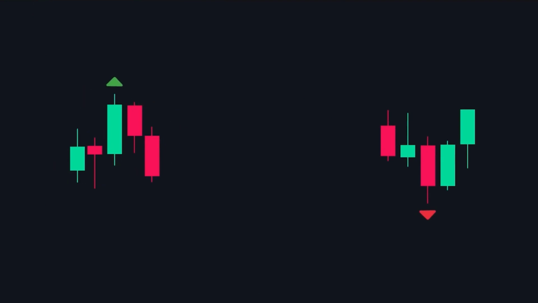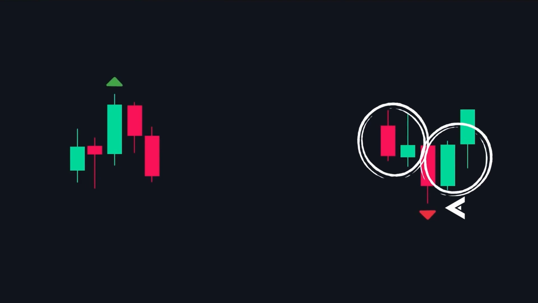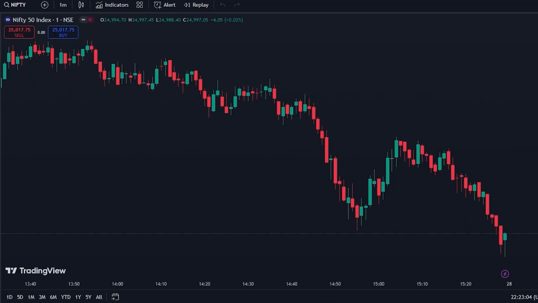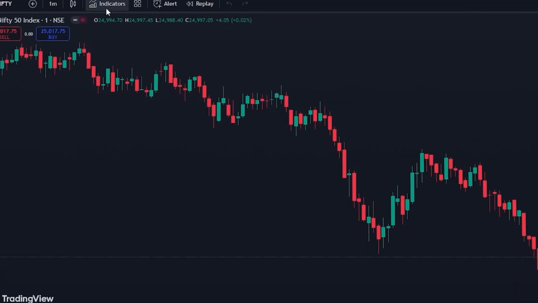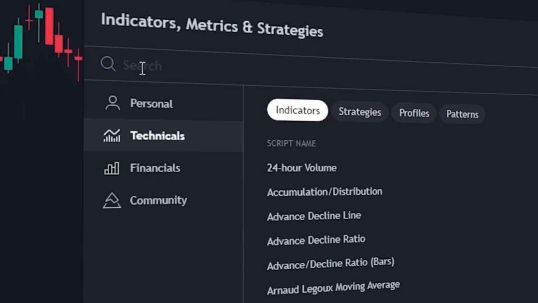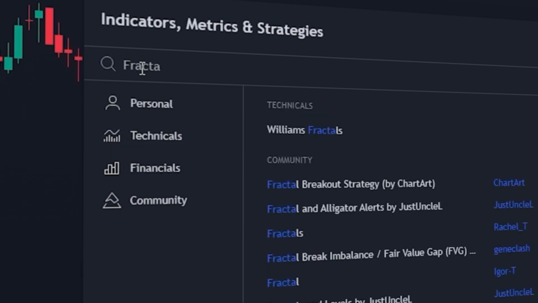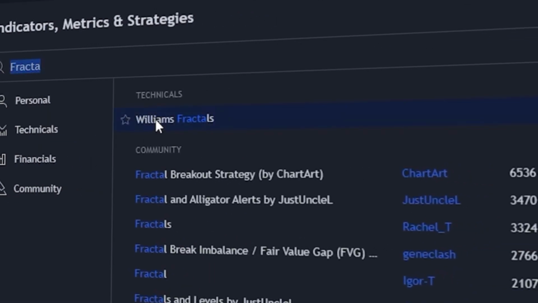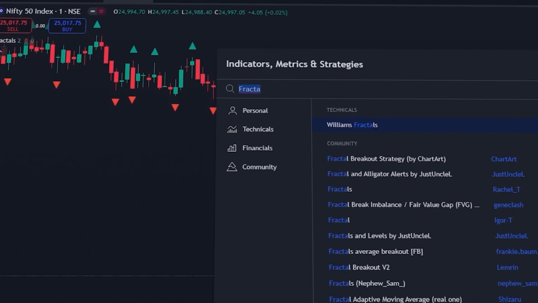A down fractal occurs when the low of a certain candle is lower than the lows of the two preceding and two succeeding candles, signaling a bullish price reversal. To plot this indicator, navigate to TradingView, click the Indicators button, and enter Fractals. When you click on the Fractals indicator, your chart should display the indicator's arrows.